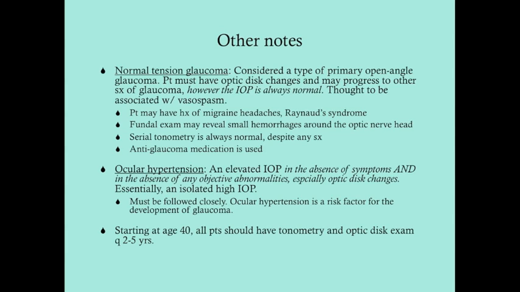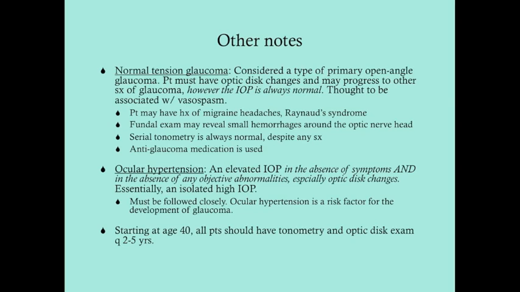All right. So secondary open-angle glaucoma, I don't want to talk about too much. This is essentially identical to primary open-angle glaucoma, but it's associated with an underlying cause. So trauma, uveitis, corticosteroids, etc. Some other notes. So normal tension glaucoma is considered a type of primary open-angle glaucoma because it's a glaucoma that develops in the setting of a normal angle. But the patient will have optic disc changes, and they will progress to other symptoms of glaucoma, and most importantly, the intraocular pressure is always normal.